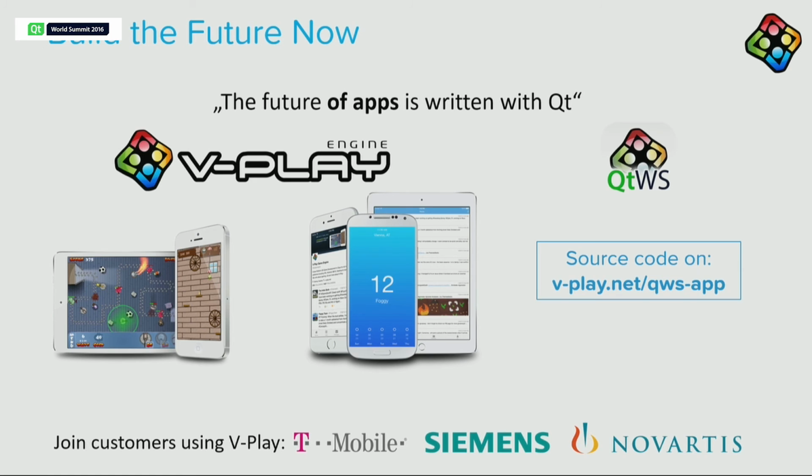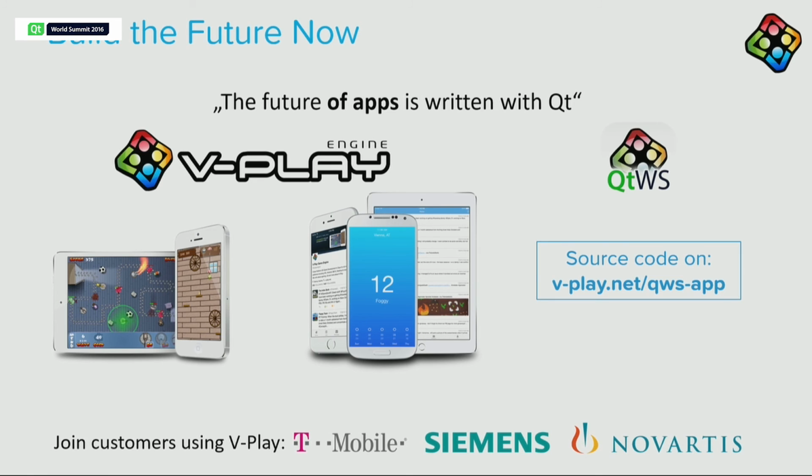Yeah, so I'd like to extend the talk's title from last Knoll this morning: not only is the future written with Qt, but the future of apps is actually written with Qt. So Qt is really in a really cool state to be used with mobile applications. And if you're doing anything mobile or native looking, make sure to give V-Play a try and join the customers that are using it so far.